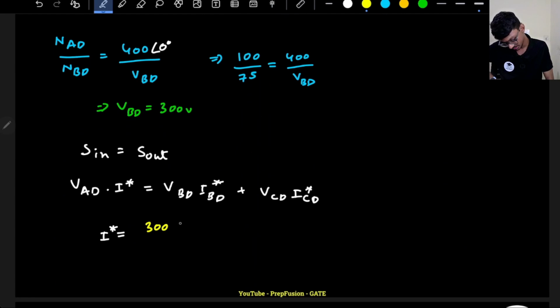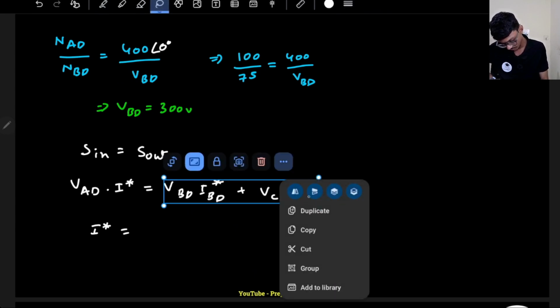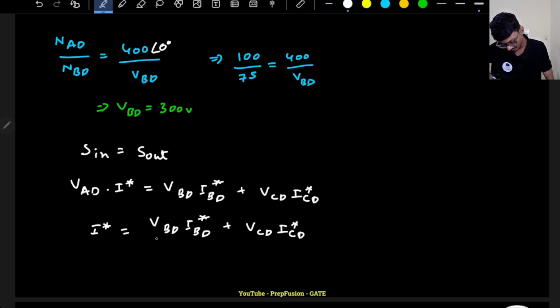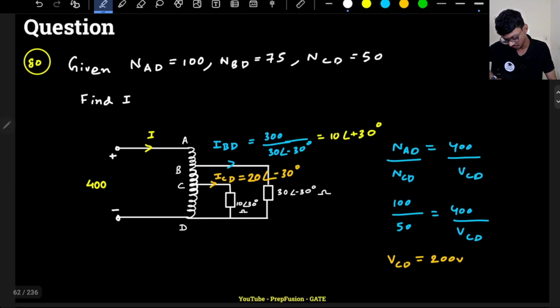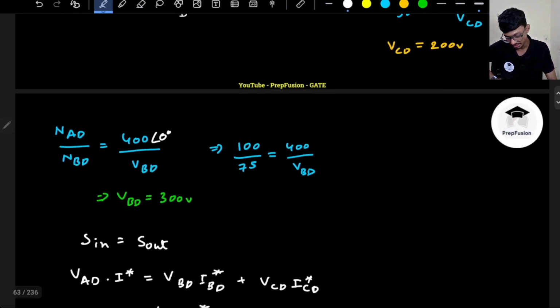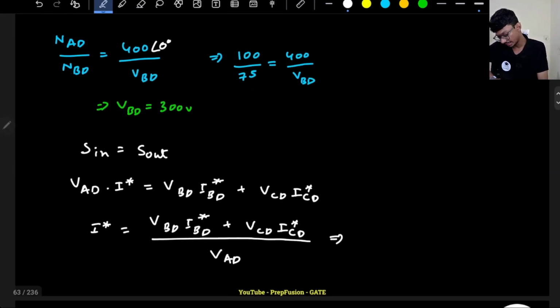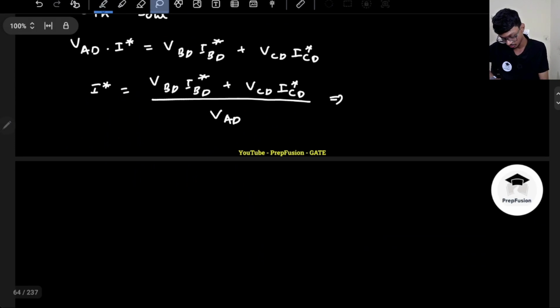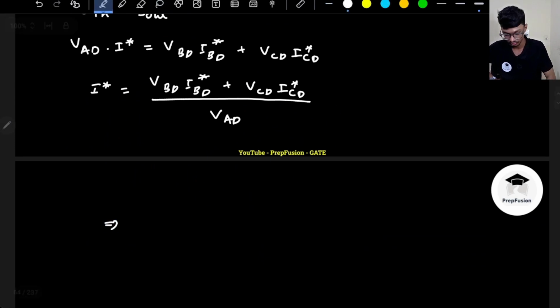We will actually not conjugate this, we will keep it as it is for now. So what I want to say is, what is my I conjugate? I conjugate is this whole value divided by VAD, right? What if I conjugate this again? Ultimately they have asked me to find out the value of I. Magnitude will also work, but if the options have the phase angle as well, you will be wrong if I don't correctly find it out. So I have to conjugate this whole equation. I conjugate of conjugate will be I only.